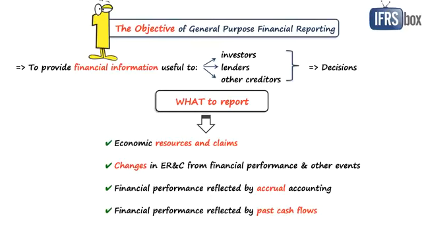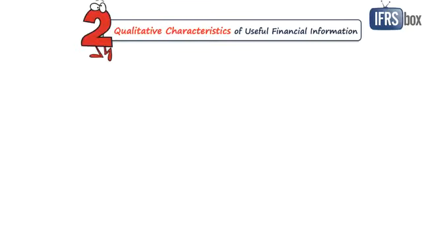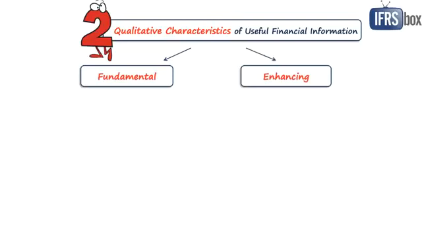Chapter 2 discusses qualitative characteristics of the financial information so that the information is really useful for its users. And there are 2 types of characteristics, fundamental and enhancing. The first fundamental characteristic is relevance. So relevant financial information is capable of making a difference in the decisions made by the users. And here the concept of materiality applies, so material information should not be omitted.